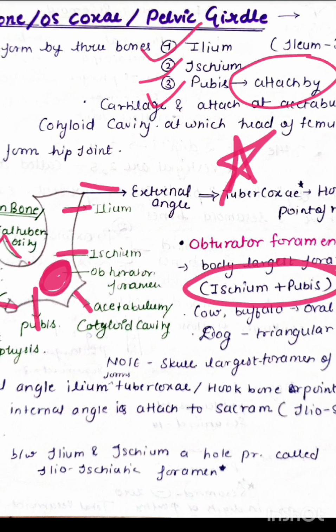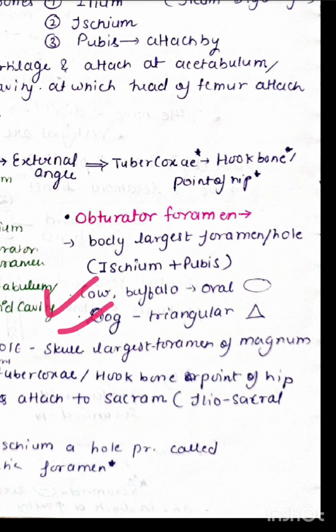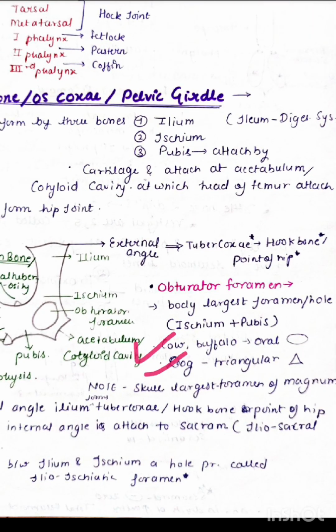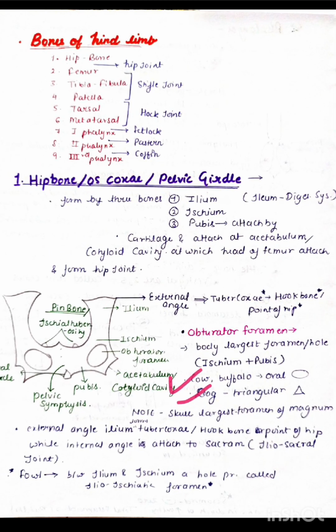Let me mark it out. This foramen is the largest foramen in the body, and we can say foramen or hole. It is formed by the ischium and pubis. In cow and buffalo it is oval in shape, but in the dog it is triangular. Note that in the skull the largest foramen is the foramen magnum, but with respect to the whole body, the largest foramen is the obturator foramen.